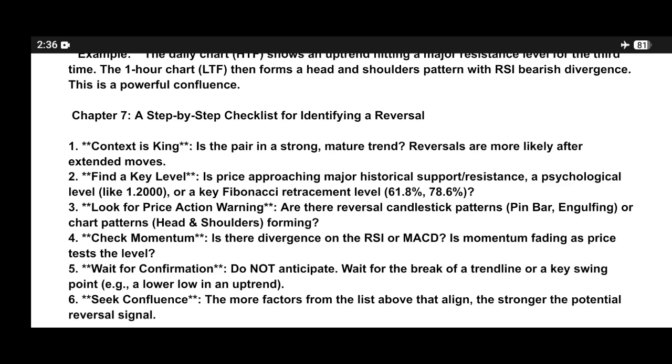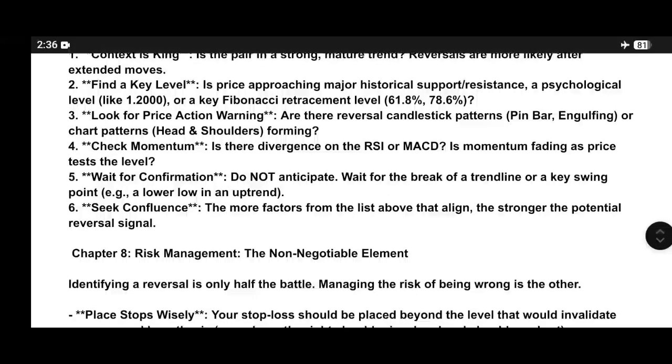Number 4 is check momentum. Is there divergence on the RSI or MACD? Is the momentum fading as price tests the level? Number 5 is wait for confirmation. Do not anticipate. Wait for the break of a trend line or a key swing point. Example, a lower low in an uptrend. Number 6 is seek confluence. The more factors from the list above that align, the stronger the potential reversal signal.